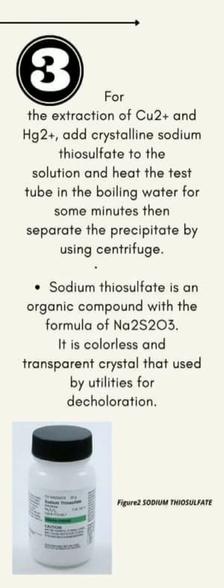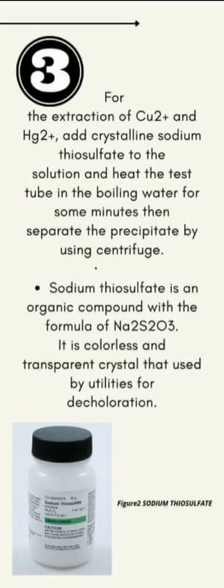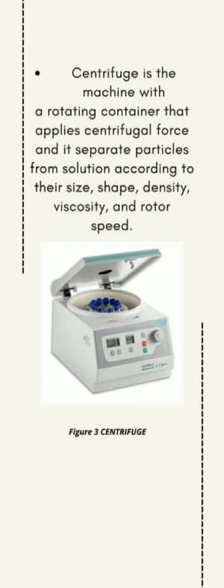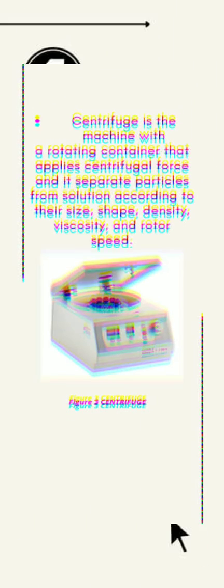For the extraction of cupric ion and mercuric cation, add crystalline sodium thiosulfate to the solution and heat the test tube in boiling water for some minutes. Then separate the precipitate by using a centrifuge. Sodium thiosulfate is an inorganic compound with the formula Na2S2O3. It is a colorless and transparent crystal that is utilized for decolorization.